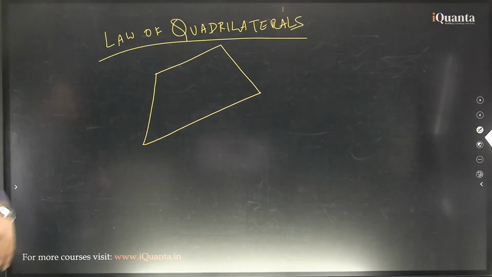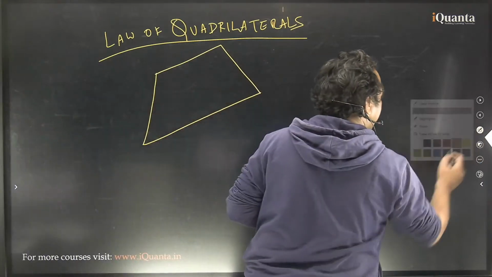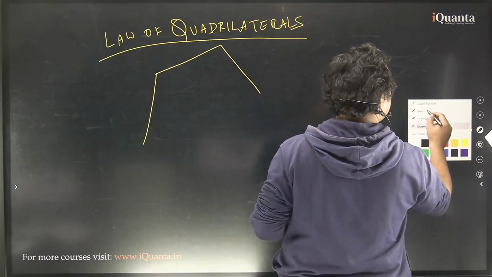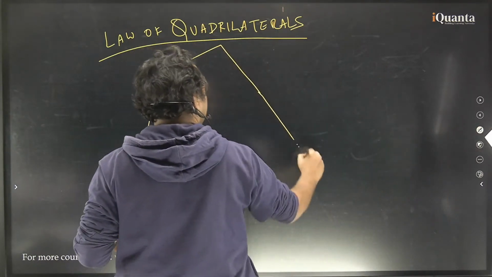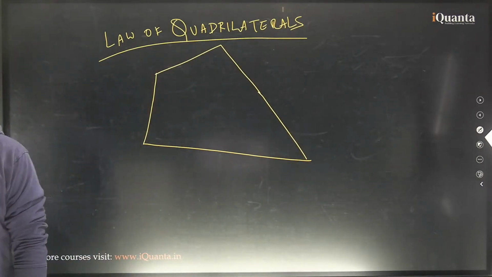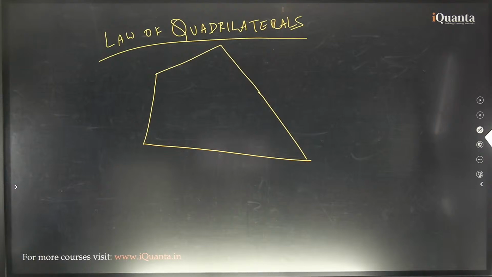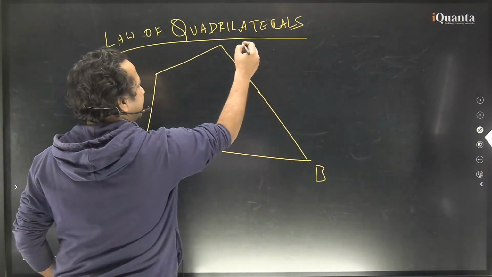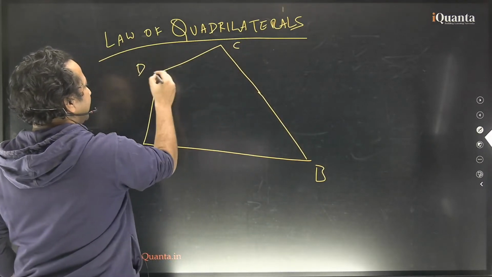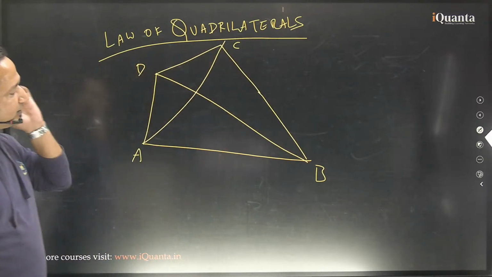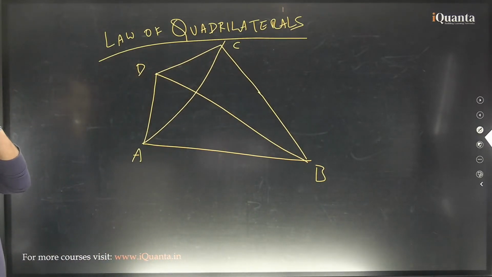Now coming to this one. So it's a random quadrilateral, isn't it? Now let me make it more random. Very random. It just has 4 sides, nothing less, nothing else. So if I mark the points as A, B, C and D, and then draw the diagonals, I join AC and BD.